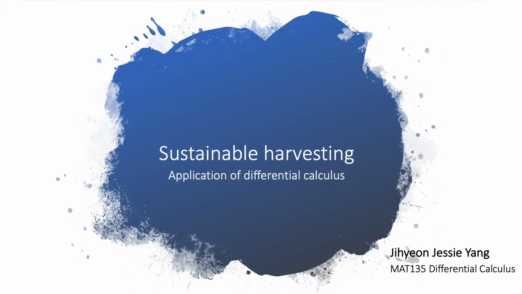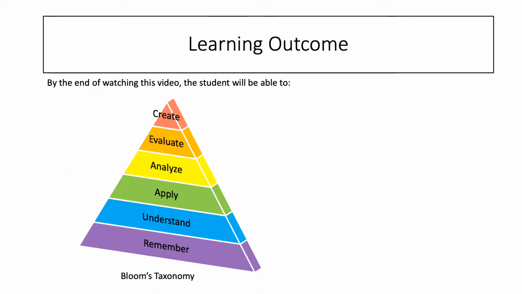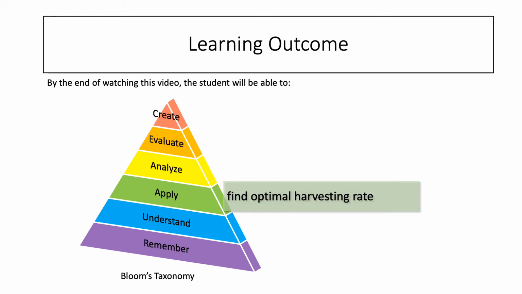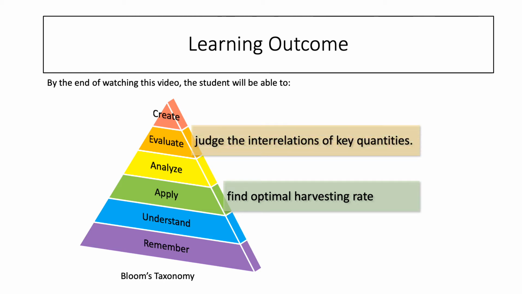You may be familiar with the fish harvesting problems from the second written assignment. In this video, we continue this topic and see how optimization problems can be applied for sustainable harvesting. By the end of watching this video, you will be able to find the optimal harvesting rate, and also be able to judge the interrelations of key quantities.